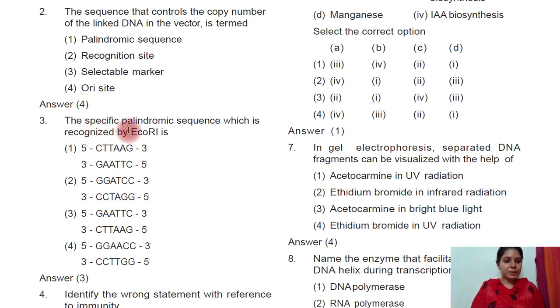The next question, number 3, is a very simple question from the biotechnology chapter. The specific palindromic sequence which is recognized by EcoRI. We already know that EcoRI recognizes GAATTC, and here also it's GAATTC, right? Read from 5 prime to 3 prime, and on the other strand from 3 prime to 5 prime, you can say. That's all about EcoRI. You already know the recognition site, so it's a direct question.